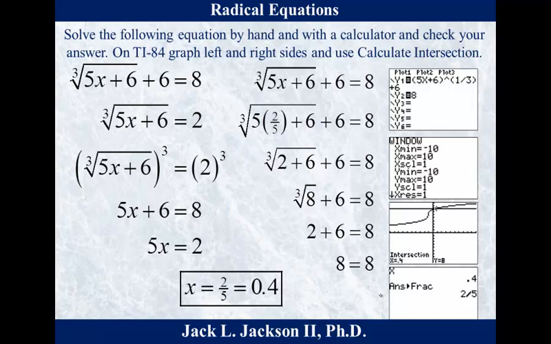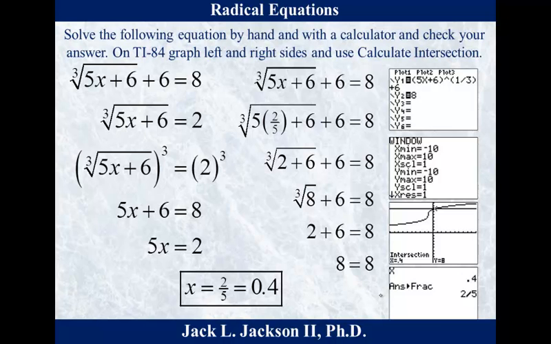Again, we can use a calculator solution. Let y1 be the left side of the equation. Let y2 be the right side of the equation. And just see where they cross, by doing a calc intersect. And you can see that it comes back with 0.4 for x. Of course, y is 8.